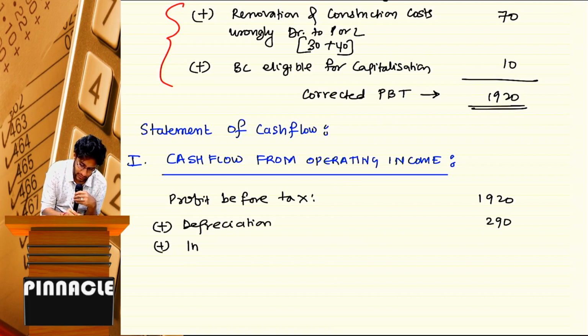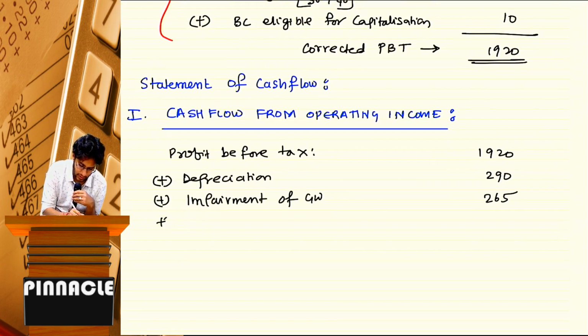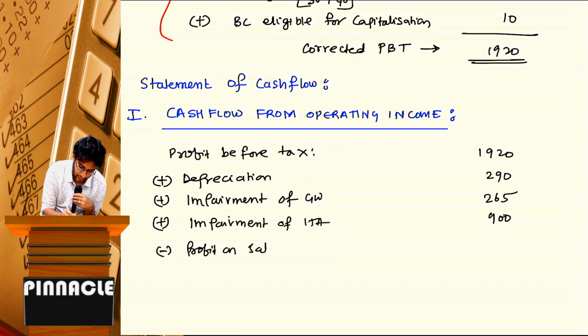Then similar items are there. Impairment of goodwill is there, 265, book that. Then similarly, they all belong to one family called non-cash items, 900. Then as he told, remove profit on sale of PPE.